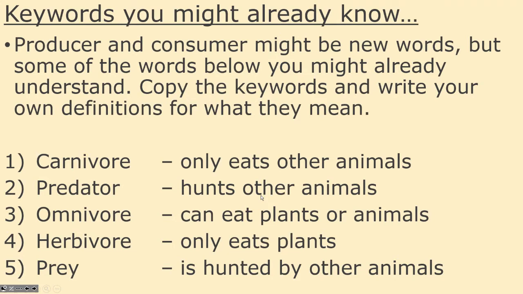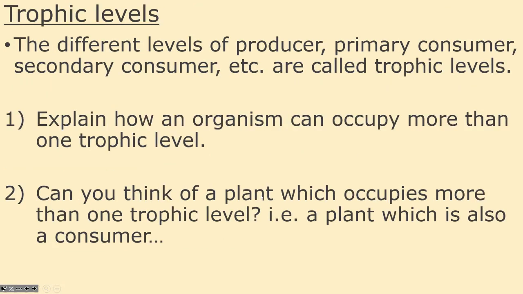Humans are omnivores. We can survive on just eating plants. Some humans survive on just eating animals. They don't have any veg. But most humans will eat a bit of both. Herbivores only eat plants, and prey, those are the creatures that are hunted by other animals. The different levels, so producer, primary consumer, secondary consumer, these are called trophic levels.